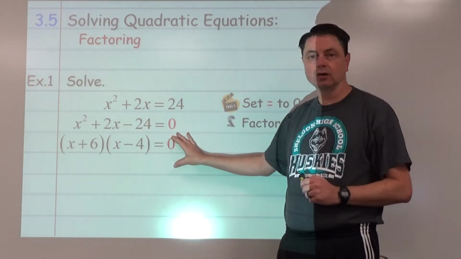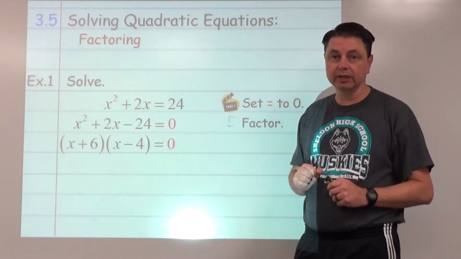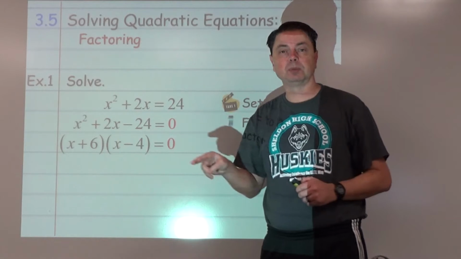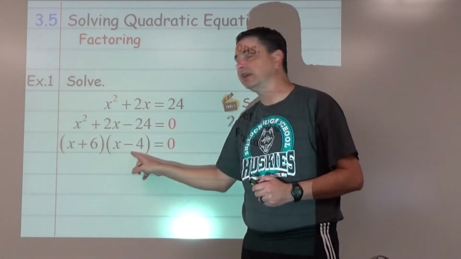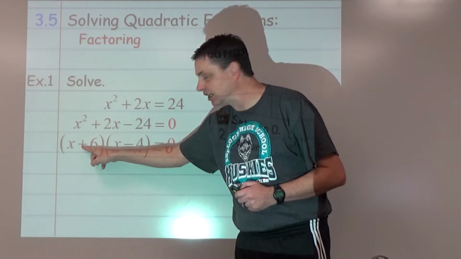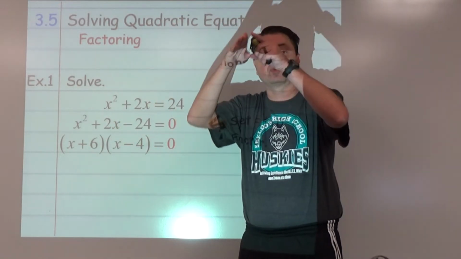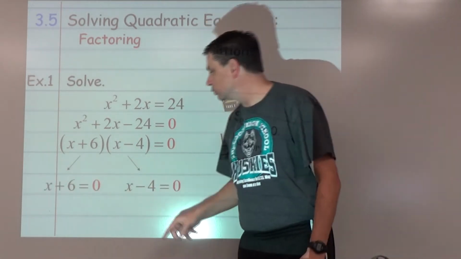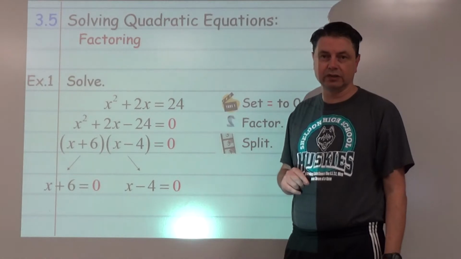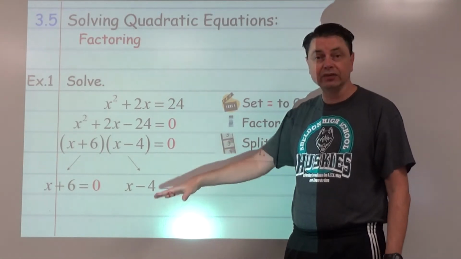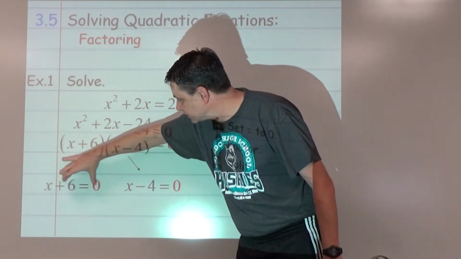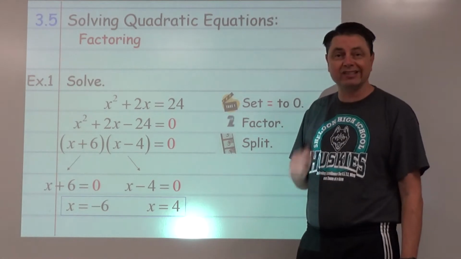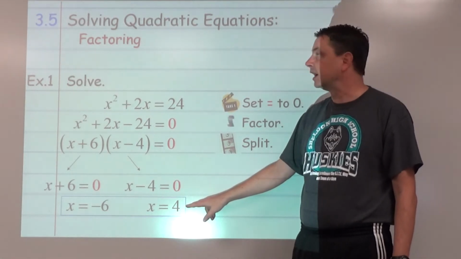Once you get to here, we're going to use what's called the zero product property, meaning that if two things, x plus 6, x minus 4, multiply and equal 0, one of them has to be 0. So we would say this equals 0 or this equals 0. So we're going to split them up and say x plus 6 equals 0, x minus 4 equals 0. And then we just solve each one separately. Minus 6 both sides, add 4 both sides. Our two solutions are x equals negative 6, x equals positive 4.